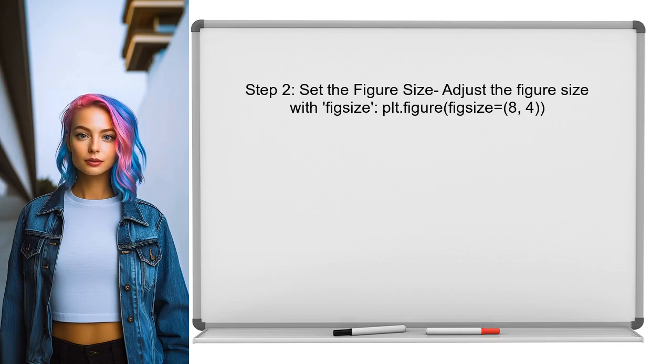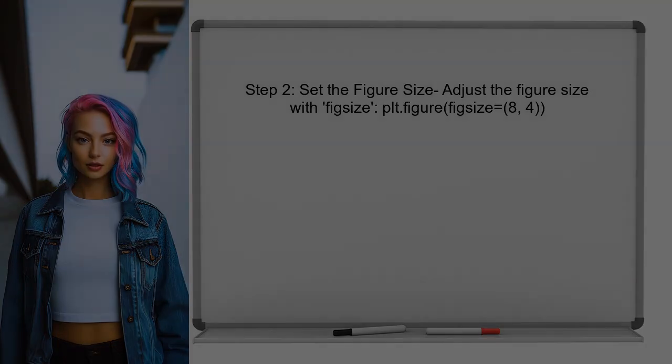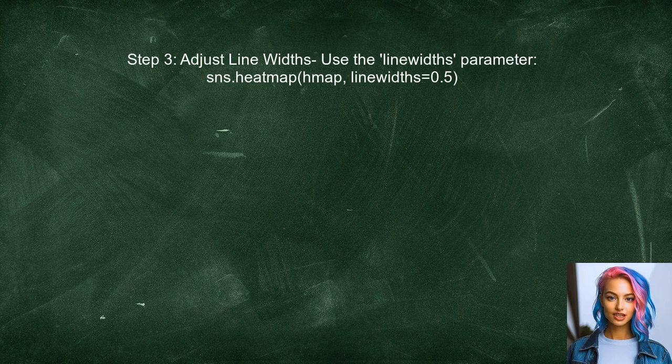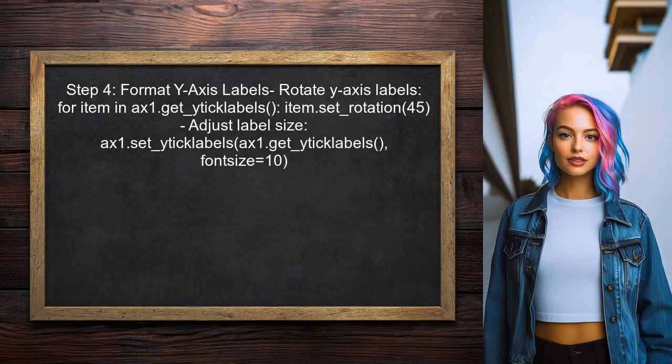The user should set the figure size using the figsize parameter. After setting the figure size, the user should also adjust the linewidths parameter in the heat map function. This will help to create a clearer separation between the cells. Finally, the user should ensure that the y-axis labels are properly formatted. This can be done by rotating the labels and adjusting their size to prevent them from being chopped off.